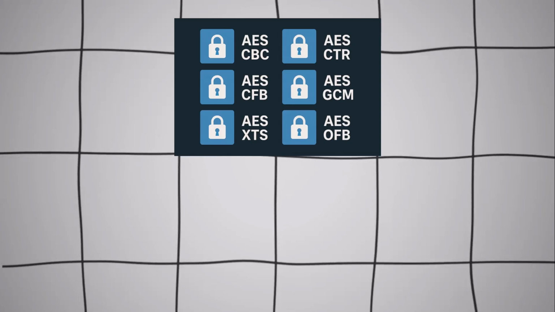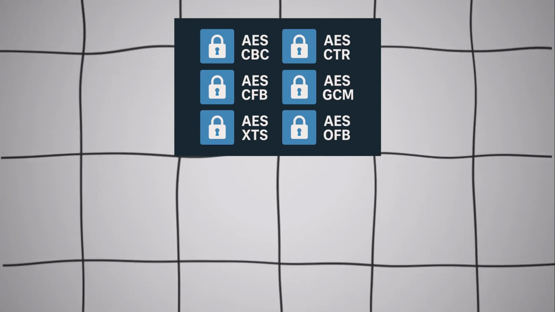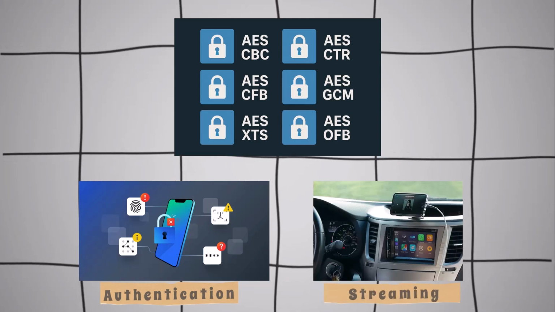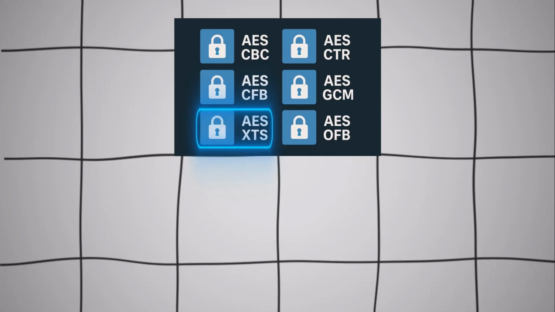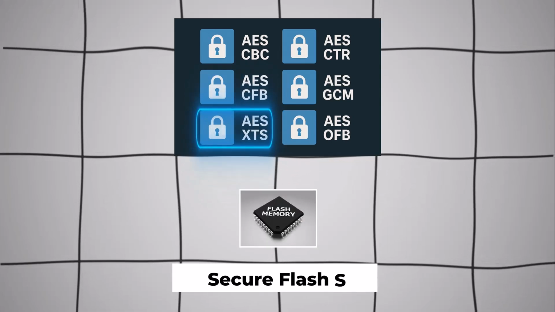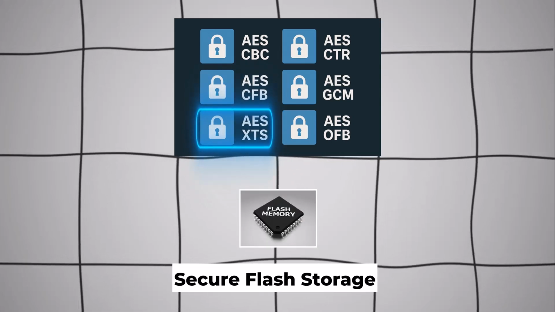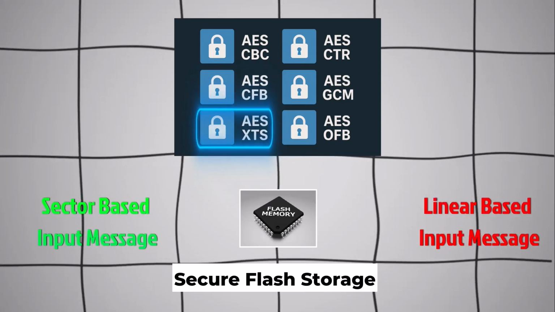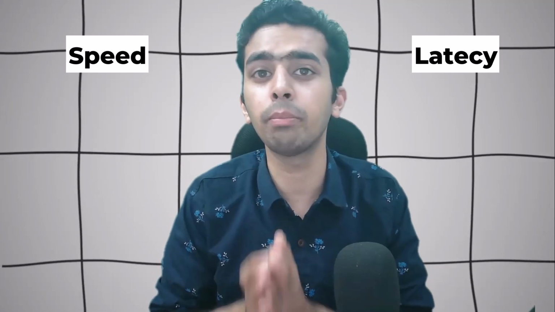Well, other AES modes like CTR, GCM, OFB, and CFB are used for authentication and streaming types of use cases for secure communication. And AES-XTS is also used for secure flash storage, but it is used for sector-based input messages, not linear secure storage. So basically, AES CBC mode is used where we want to securely store data that needs to be read later on, and where speed and latency are not a very big concern.